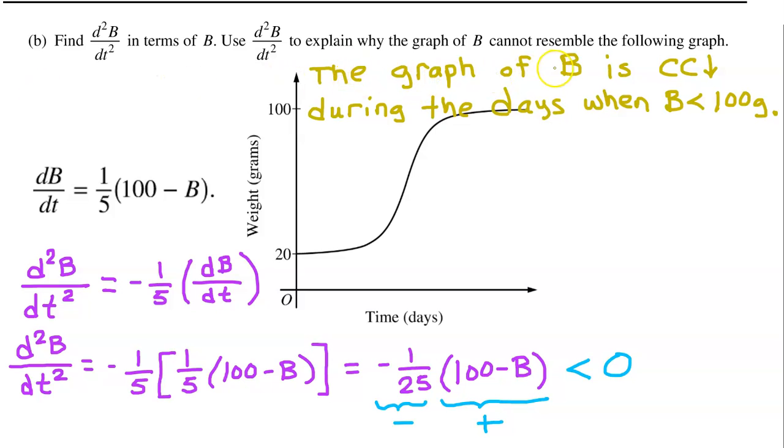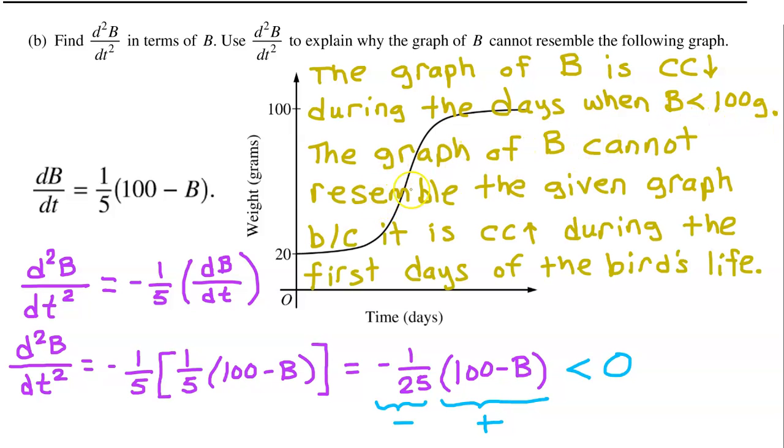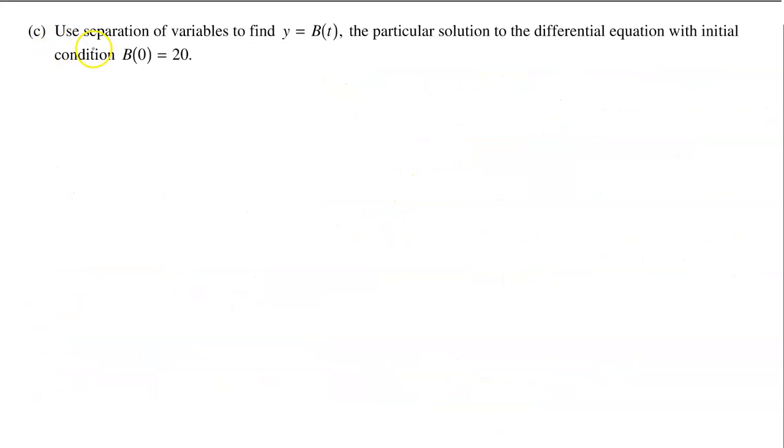This tells us that the graph of B is concave down during the days when the weight of the baby bird is less than 100 grams. The graph of B cannot resemble the given graph because it is concave up during the first days of the bird's life. Part C. Use separation of variables to find y equals B(t), the particular solution to the differential equation with the initial condition B(0) equals 20.